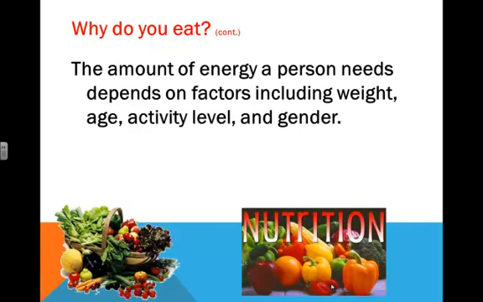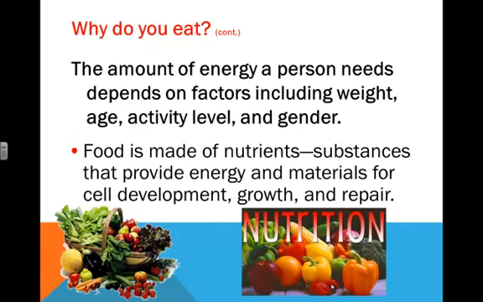So why do you eat? The amount of energy a person needs depends on a lot of different factors. So it's not like we all need the same amount of energy. It depends on your weight, your age, your activity level, and what sex you are, your gender. Food is made up of many nutrients. Nutrients are substances that provide energy.